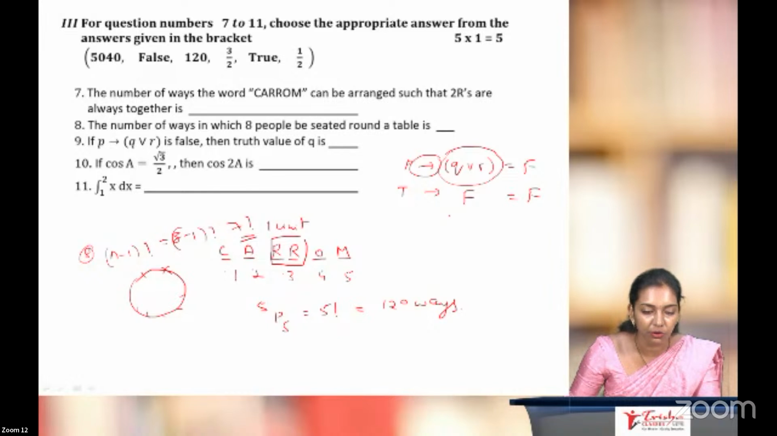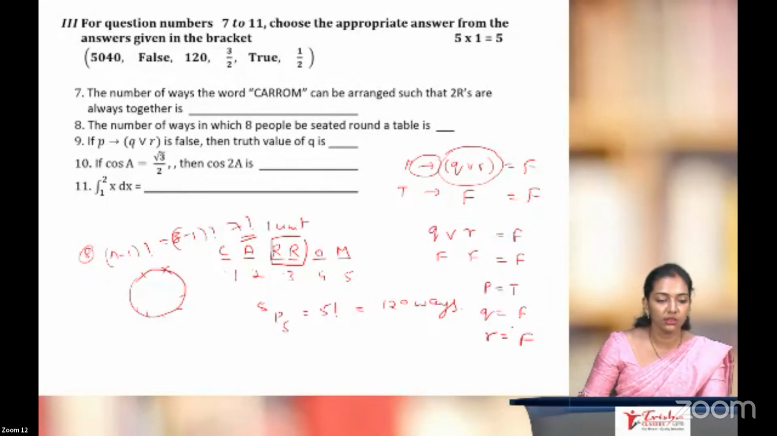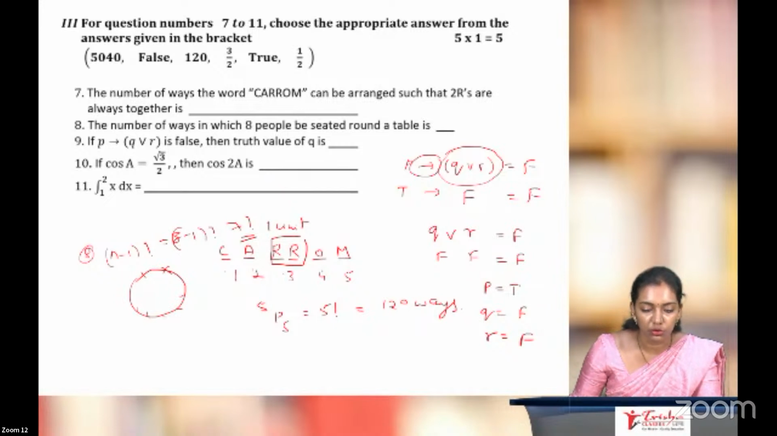Q or R, they are telling us, is false. In an OR, it is false only when both are false. So ultimately, what do we have? P should be true, Q should be false, and R should be false. Then the truth value of Q is F, false.